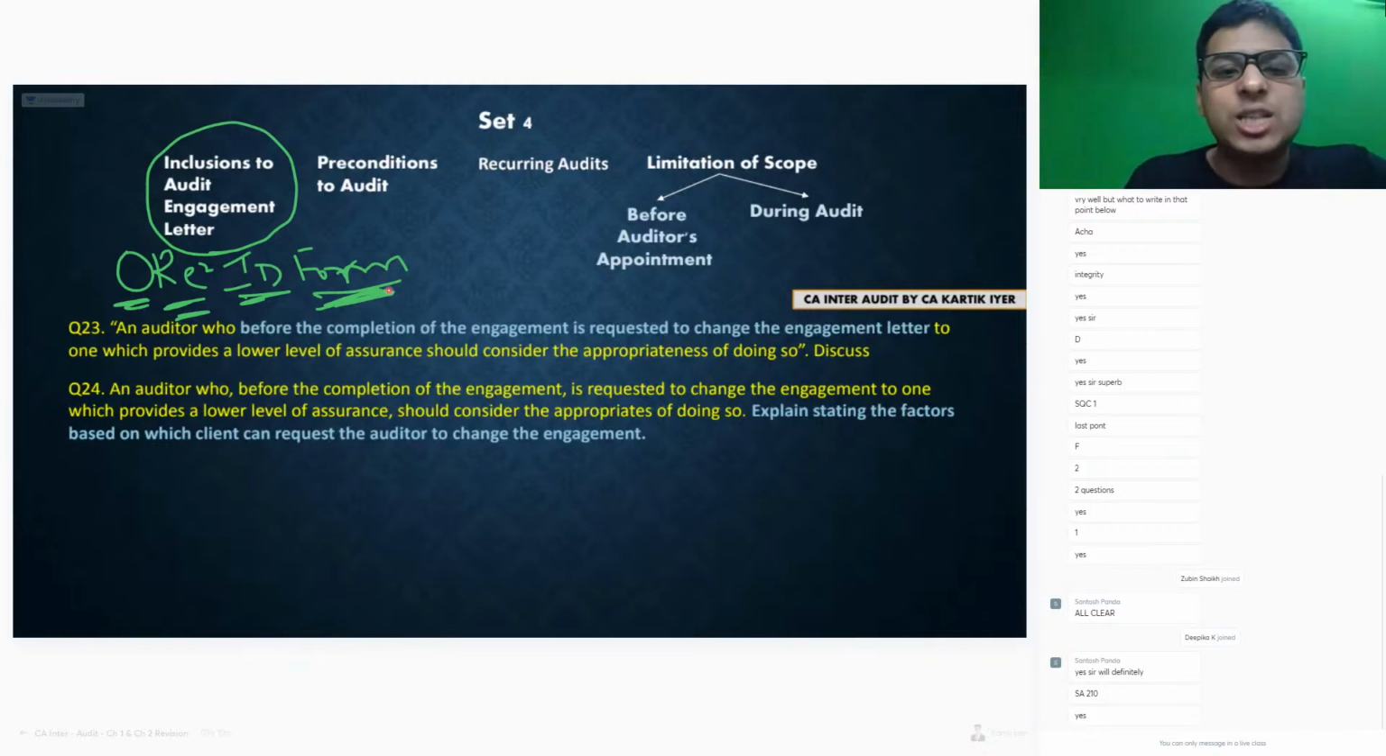Okay. Next is preconditions to audit. What all the auditor should do before starting his audit work. That is preconditions to audit. After that you have recurring audits.